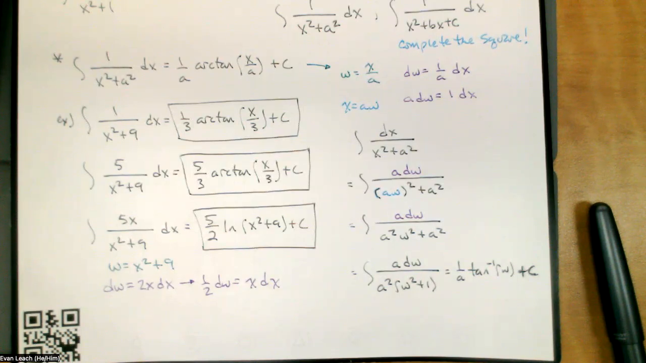Because the integral of arcsine, the integral of 1 over the square root of a squared minus x squared, that a squared is going to be hit with a square root before it comes out and cancels the a in the numerator. So, spoiler alert.